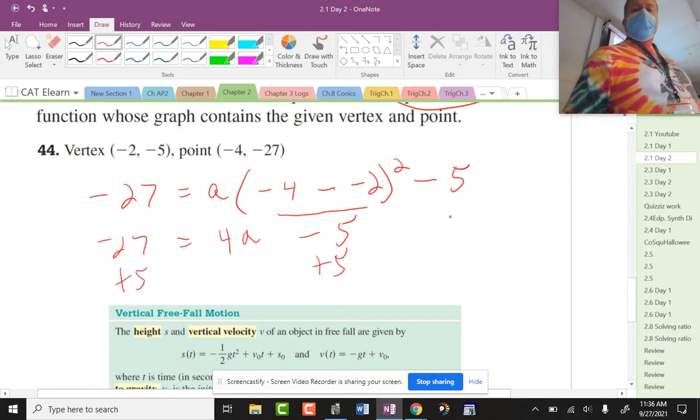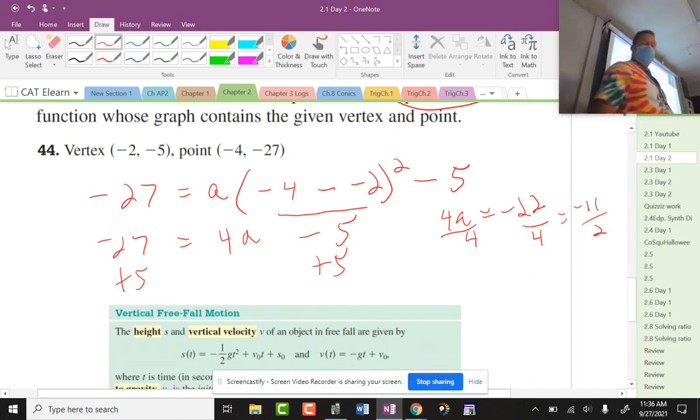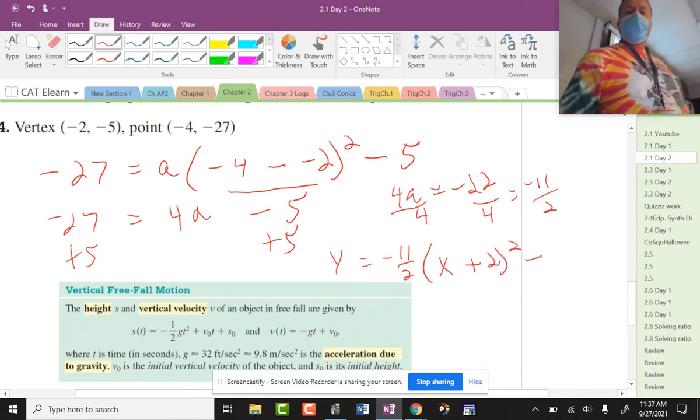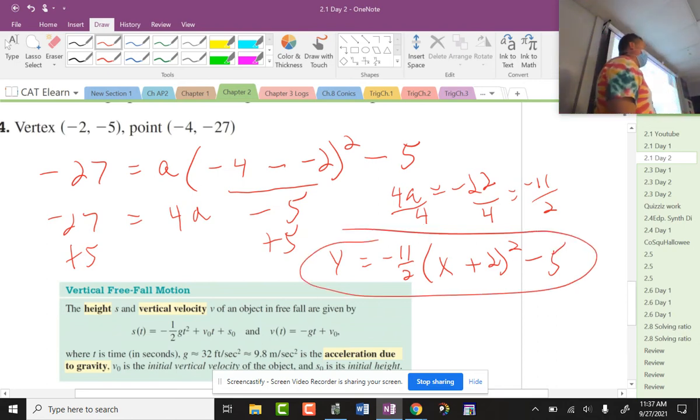Is that negative 22? Divided by 4, and then you get negative 11 halves. Right? I feel weird on this. Maybe I haven't done this in the past, but that's not the final answer. You bring back the y equals a, you bring back the x, and then it is y equals a times (x plus 2) squared minus 5. That's the equation that matches this data.